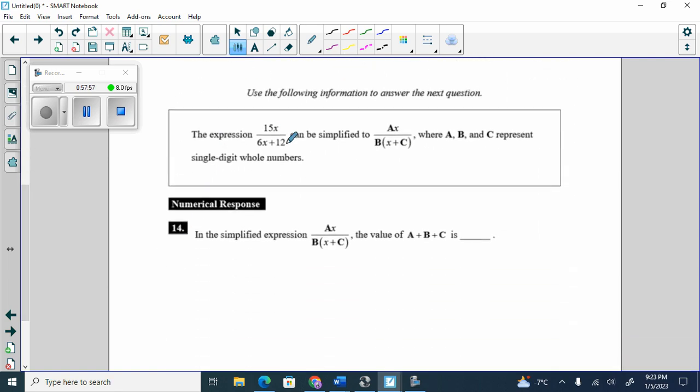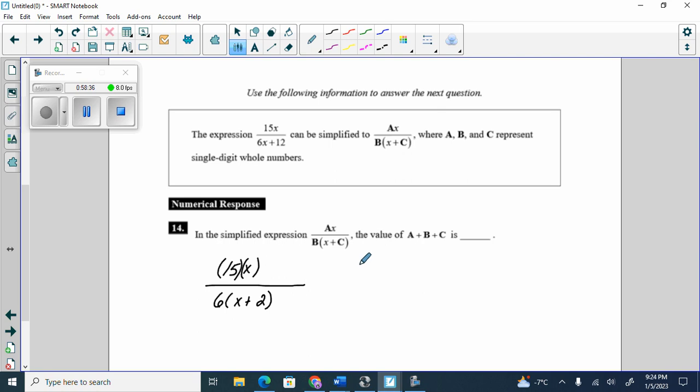This one here says this expression can be simplified to this, where a, b, and c are single-digit numbers. In the expression ax, bx plus c, a plus b plus c is. Now this one actually has brackets. Yesterday's didn't. So we have 15x, which can go in their own brackets because they are singles. And then we have 6, and then x plus 2 when I take the 6 out. So technically this one's just 15, 6, and 2.